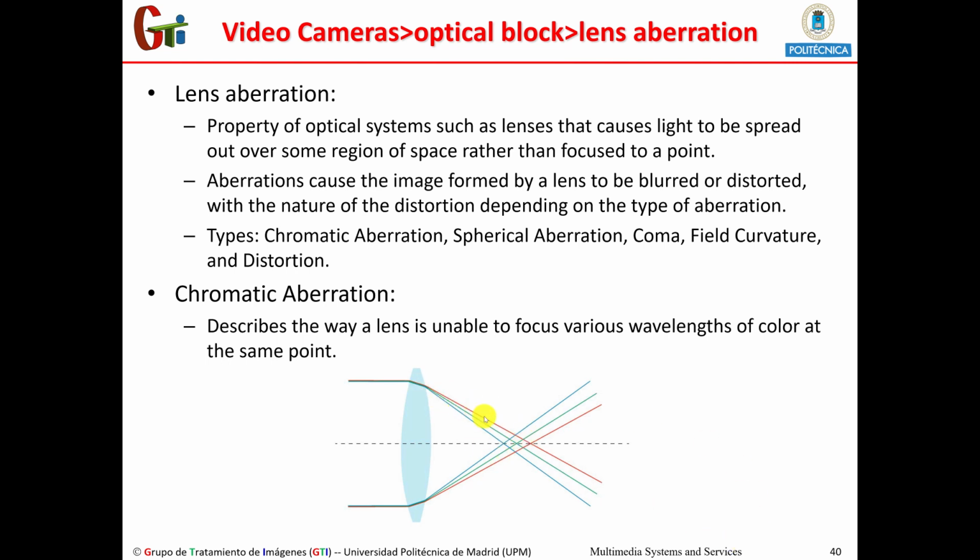So as you can see, it's not only that a lens can have problems focusing the light on one point, but also that it depends on the specific wavelengths that compose that visible light.